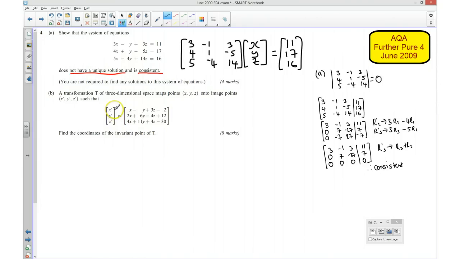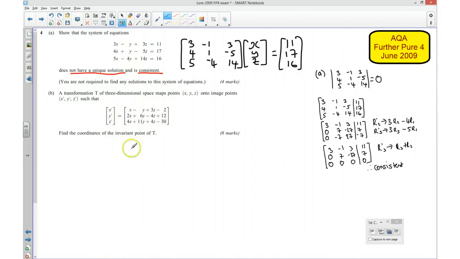I've got a new point x that's going to be made up of my original point x, take away my original point y, plus 3 times my original point z, take away 2. My new point of y is going to be made up of this here, etc.